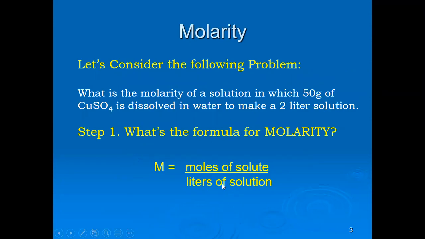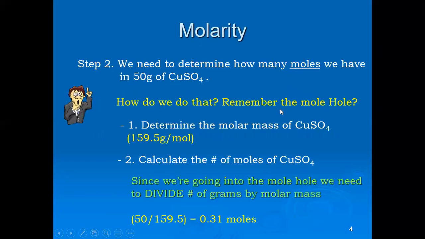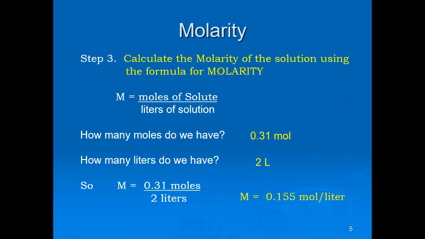So we have found the number of moles, and liters of solution is also mentioned. So put the value of number of moles of solute and liters of solution in step number 3. We have calculated 0.31 mole, and in the question we have a 2-liter solution. So just put the values: 0.31 divided by 2 is equal to 0.155 mole per liter. The unit of molarity is moles per dm cube, or moles per liter.